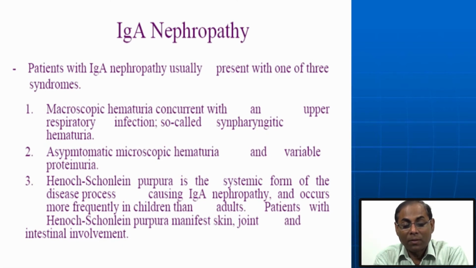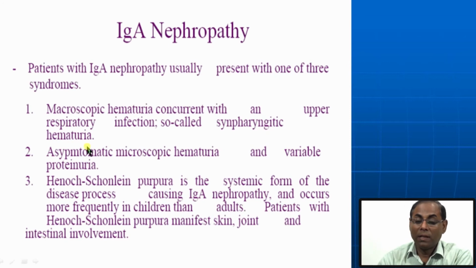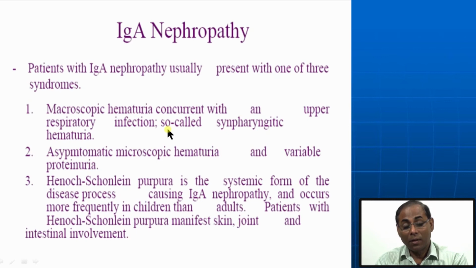Now, patients with IgA nephropathy usually present with one of three syndromes. They can present with microscopic or macroscopic hematuria following an upper respiratory tract infection, the so-called synpharyngitic hematuria. The clinical difference from post-infectious glomerulonephritis is that in IgA nephropathy the infection occurs concurrently with hematuria. That is why clinically you can suspect IgA nephropathy. Another presentation is asymptomatic microscopic hematuria with variable proteinuria.